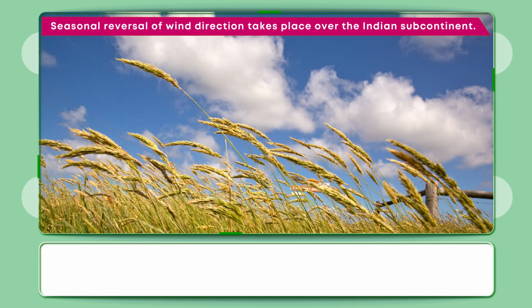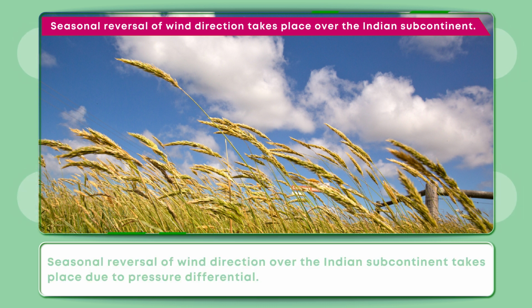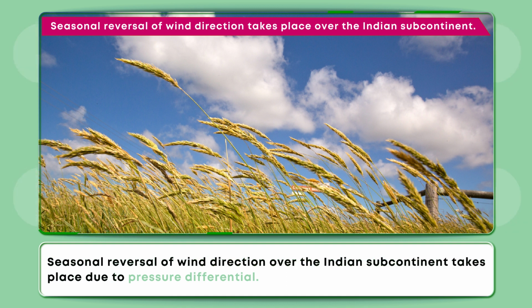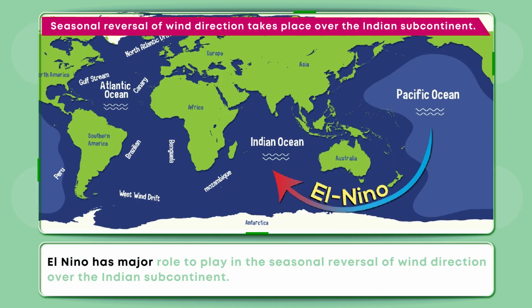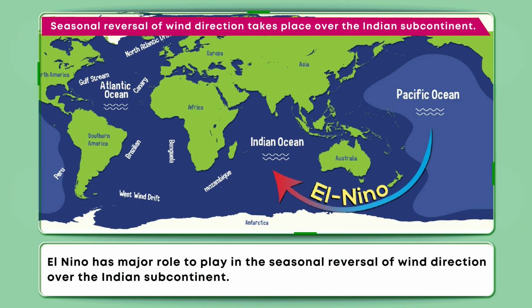Seasonal reversal of wind direction takes place over the Indian subcontinent. Seasonal reversal of wind direction over the Indian subcontinent takes place due to pressure differential. El Niño has a major role to play in the seasonal reversal of wind direction over the Indian subcontinent.